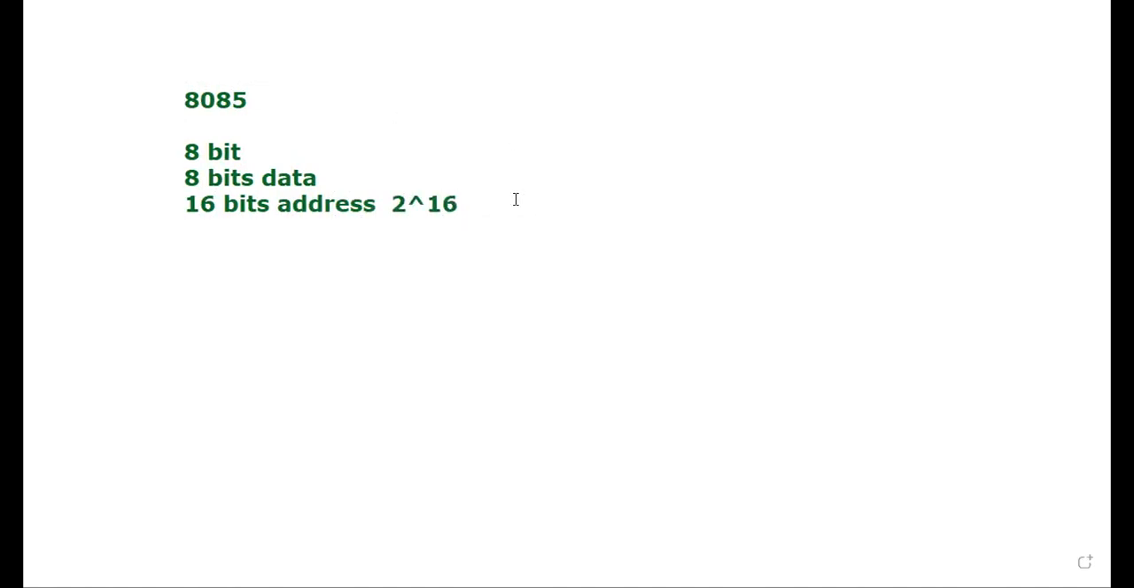So 2 raised to 16 म्हणजे काय? It is 2 raised to 6 into 2 raised to 10. 2 raised to 6 is 64, and 2 raised to 10 is called kilo. So 64 kilobytes of memory is available with 8085. Then the clock frequency is up to 5 to 6 megahertz. Just now I showed you the signal. This particular signal is called the clock, and its frequency for 8085 is around 5 to 6 megahertz.